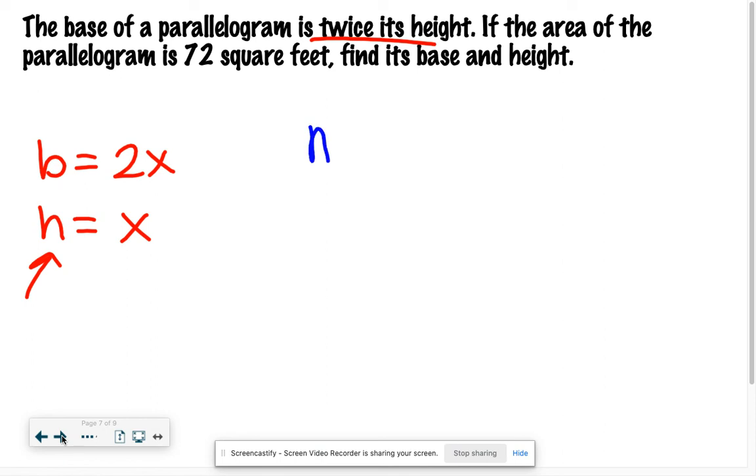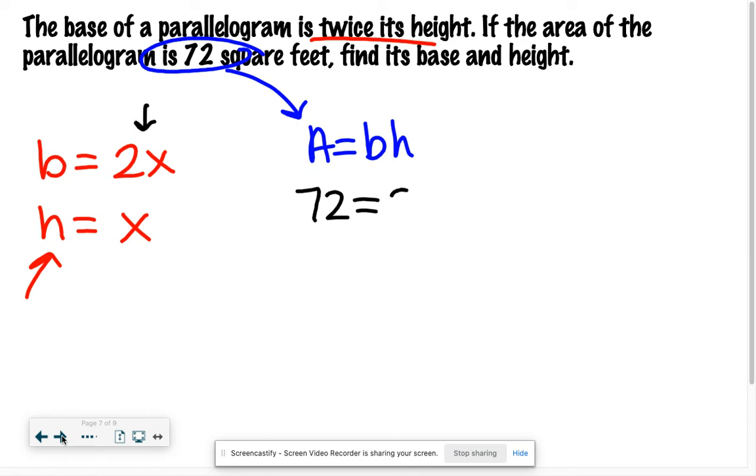Our formula for area of a parallelogram is base times height. Now let's plug in what we know. We're told our area is 72, so we're going to plug that in for A. So we're going to have 72 equals, now what is our base? 2x. Our height is x. And now we just algebra our way out of this. Drop down here 72. 2x times x would just be 2x squared.